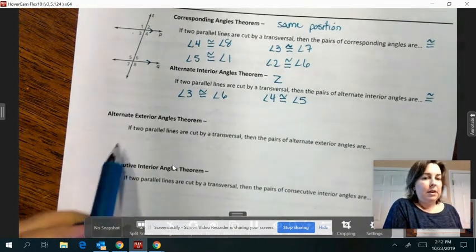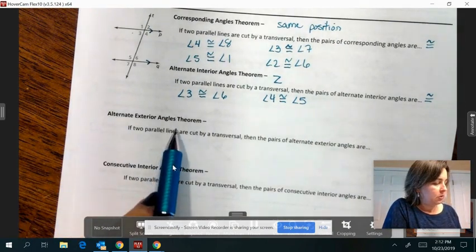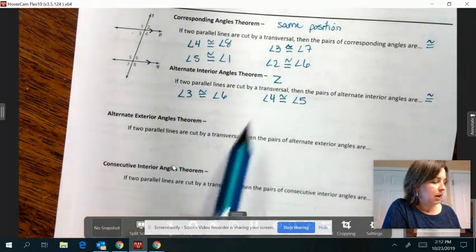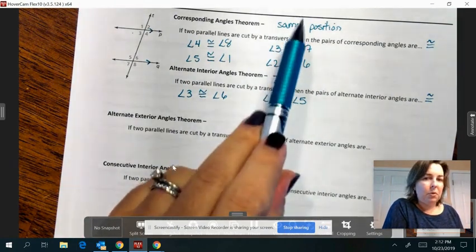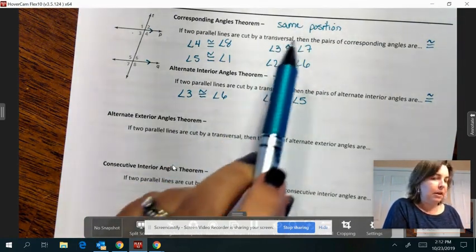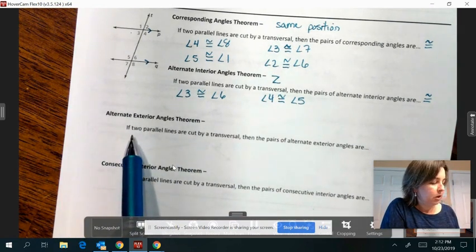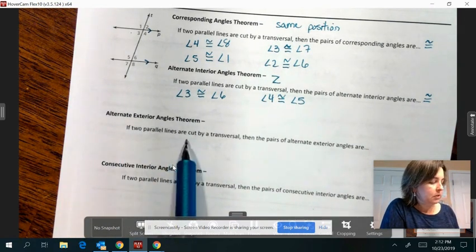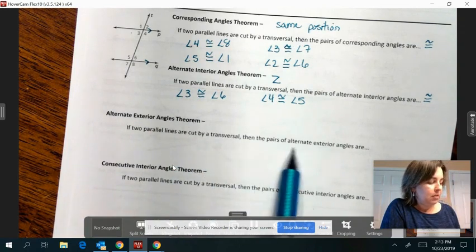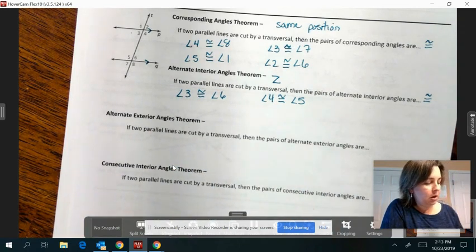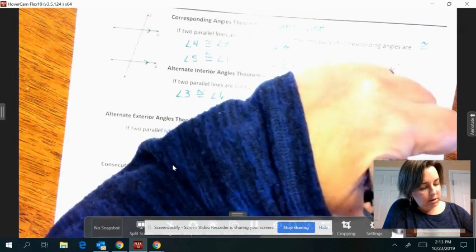Okay. The next one says alternate exterior angles theorem. Unfortunately, there's not a real quick reference that I can make. It doesn't make any letters for this one. It's the same situation. All these start with the same thing: if two parallel lines are cut by a transversal, then the pairs of alternate exterior angles are congruent.